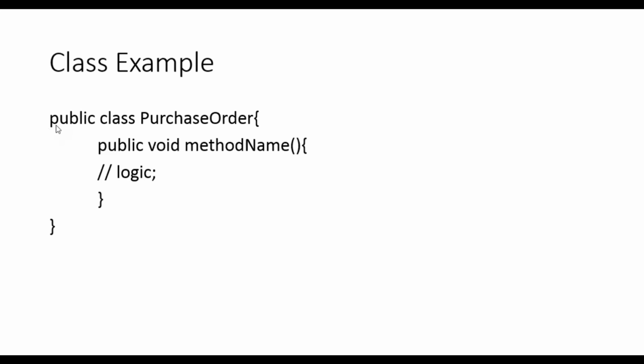So first you need to define the access modifier, then class, and then give a class name. So here I have taken PurchaseOrder, then write a method. We'll see the methods in detail. So this is just a signature for a class.